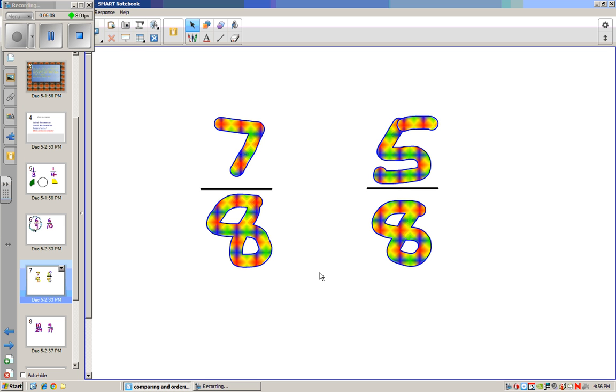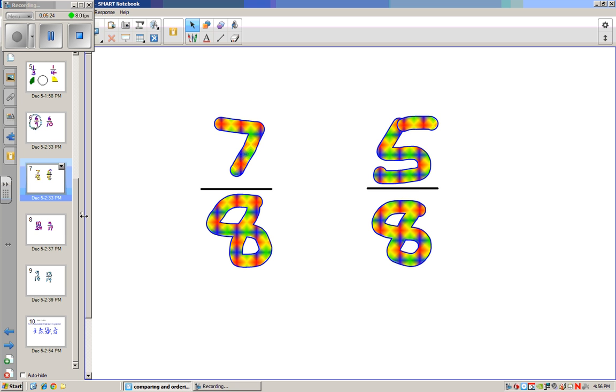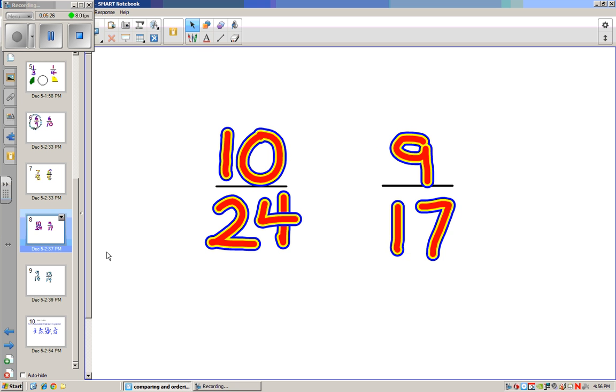And so whatever we divided up, we divided it into 8 pieces, both of them. So would you rather have 7 of those pieces or 5 of those pieces? Which one's bigger? Well, 7's bigger. So we know 7/8 is bigger than 5/8 in this case, just by looking at the numerator and the denominator.